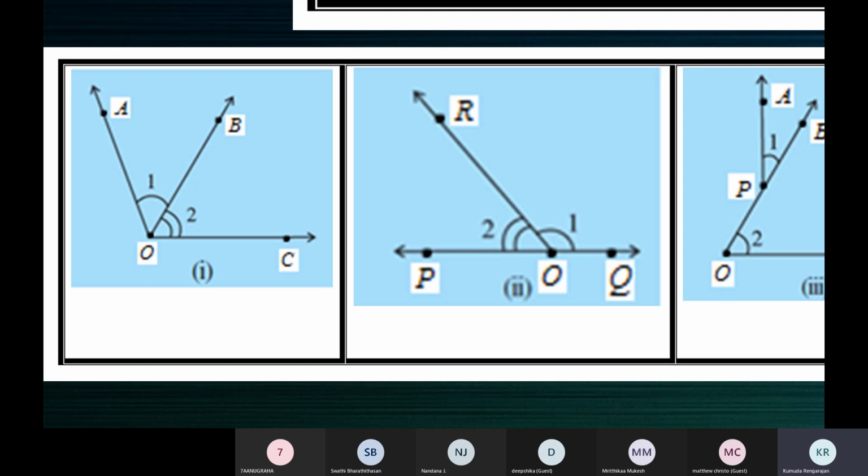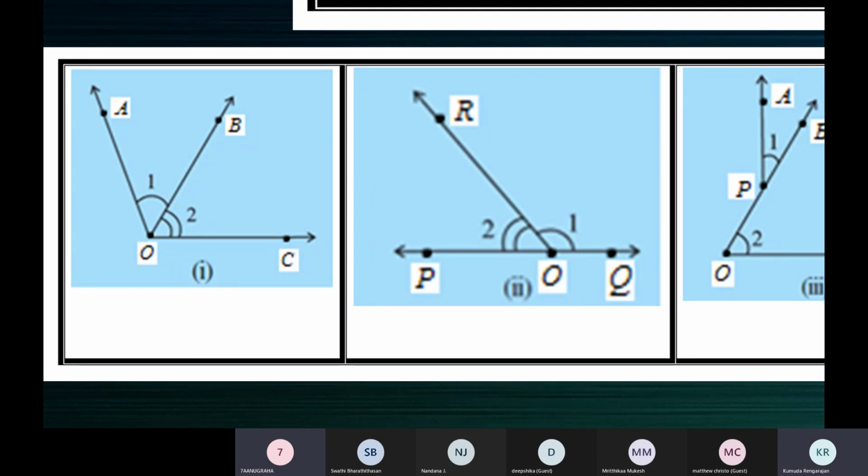Anugraha, tell me in figure 1, which are the non-common arms? Ma'am, OA and OC. Okay, they lie on opposite sides of the common arm OB, but are they opposite rays? Are they going in the opposite directions? No, ma'am. They're going in different directions, but not exactly in the opposite directions, like north and south, east and west are opposite directions. Yes, ma'am.